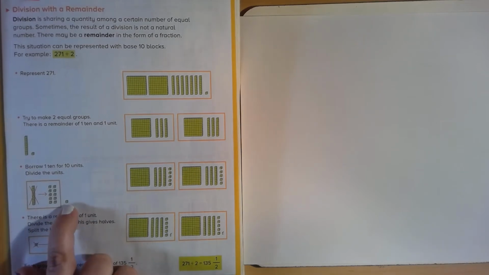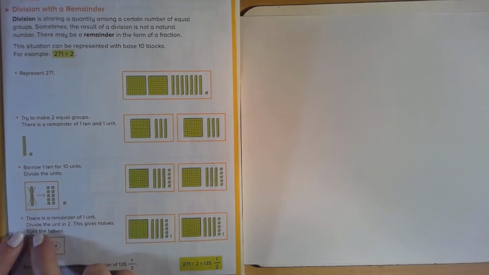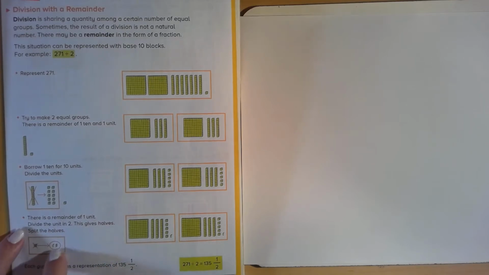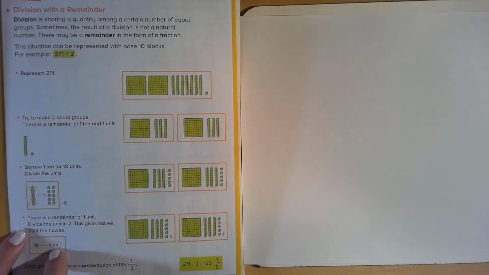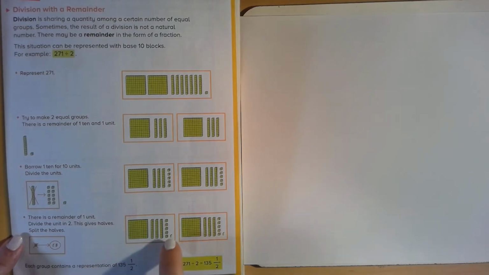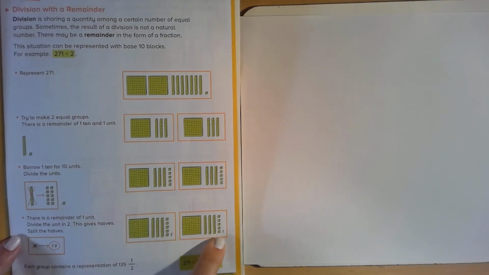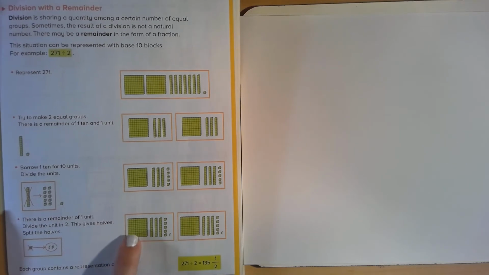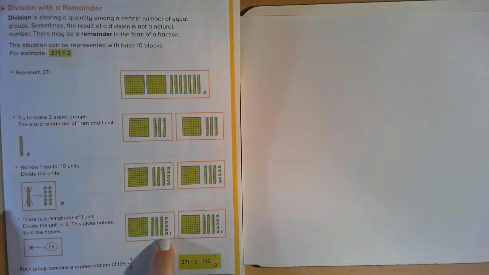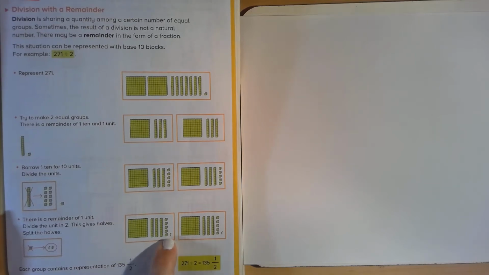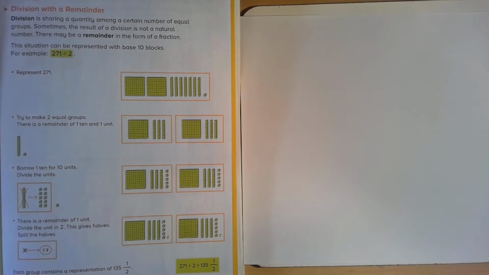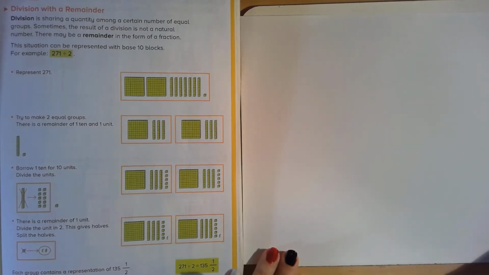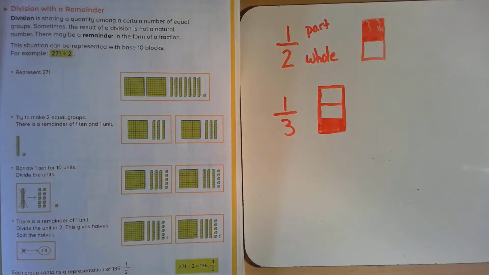You take that 1, which equals 1 whole, and you divide it into 2 equal groups. So you take that 1 whole, you divide it in half, and then you put 1/2 in one group and 1/2 in the other group. So now each group has 135 and 1 out of 2, 1/2. Does that make sense? I think it's important that we review fractions a little bit.